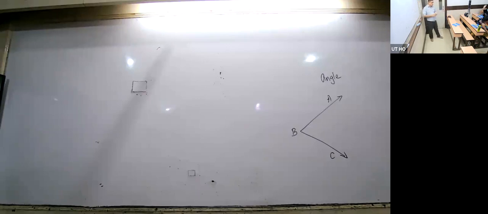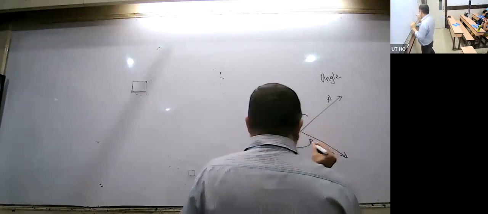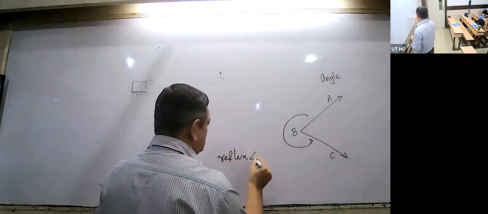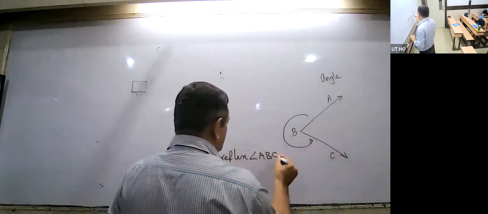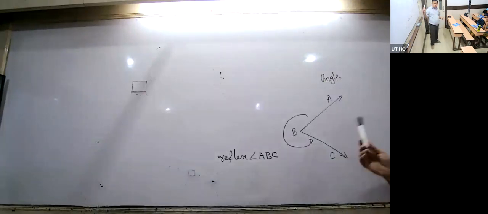Another angle. What do you mean by reflex angle? More than 180 but less than 360 degrees. So here, can you see over here? This part is called reflex angle. How do you write it? Reflex angle ABC. Do you know how to measure reflex angle ABC? 360 minus the measure of this angle. Okay, reflex angle. More types of angles are not required.